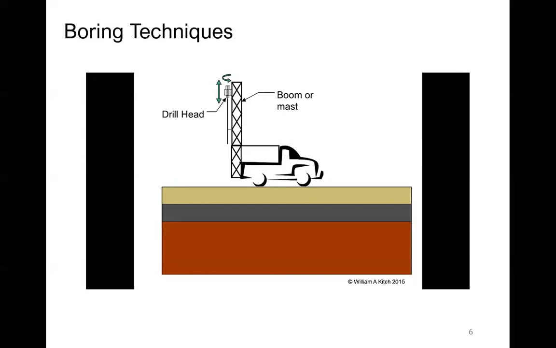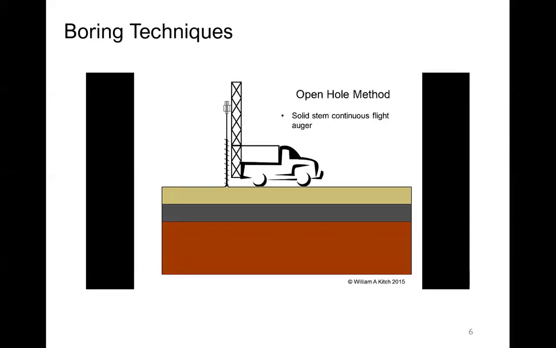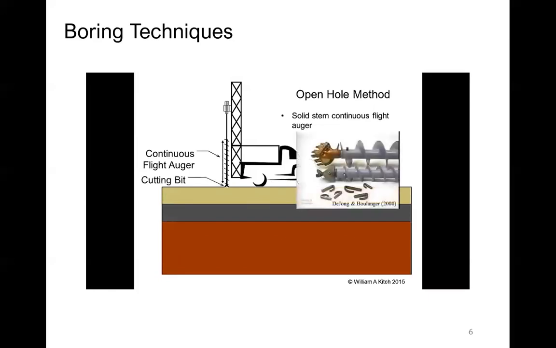There are many different drilling and sampling techniques you can use to investigate the subsurface conditions. One of the simplest is the open hole method using solid stem continuous flight augers. The flights on a continuous flight auger run the full length of the auger. At the tip of the auger is a cutting bit. The inset photo shows 2 different diameter solid stem augers with 2 different types of cutting bits.